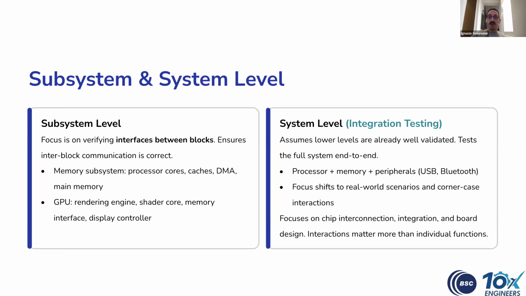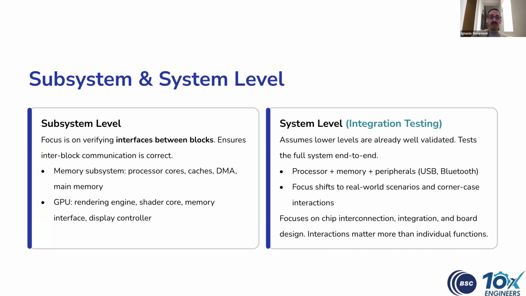At subsystem level, we verify the interfaces between blocks. For example, at this level, we might verify a memory subsystem with cores, caches, the DMA, and the main memory, or a GPU with its rendering engine, the shader core, the memory interface. Here we focus on interblock communication. Do they handshake correctly? Does the data flow as expected, etc.